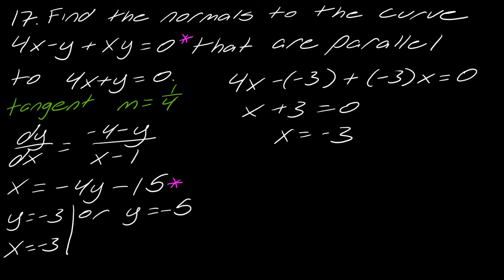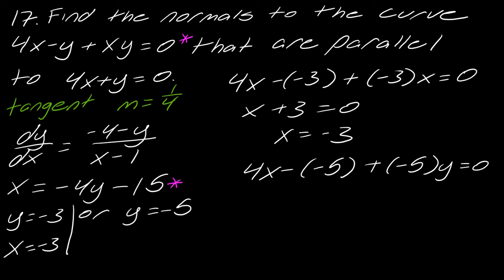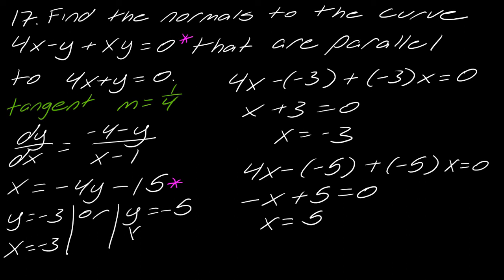Now for the other one, using y = -5, I'll plug that in again. 4x - (-5) + (-5x) = 0. Okay, so now this gives me -x + 5 = 0. So if I work this out, then I will get that x = 5. So the other pair here will be x = 5.